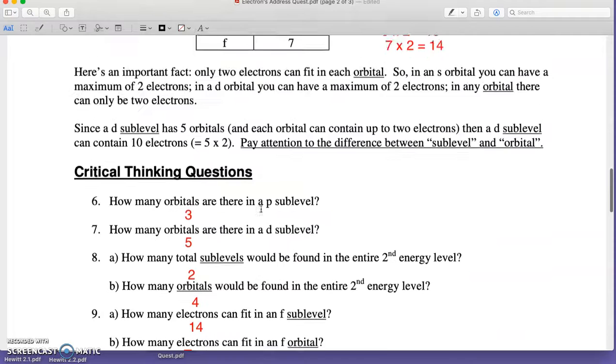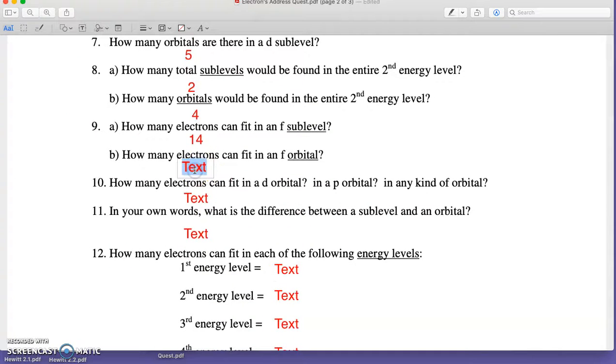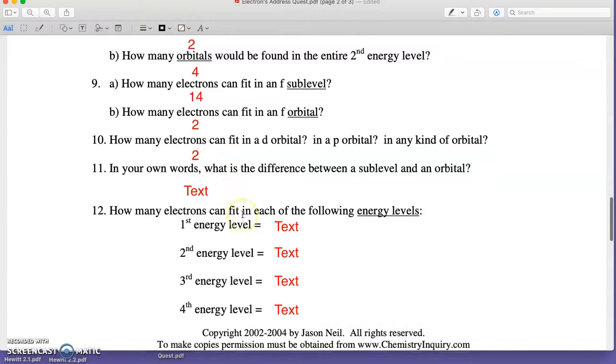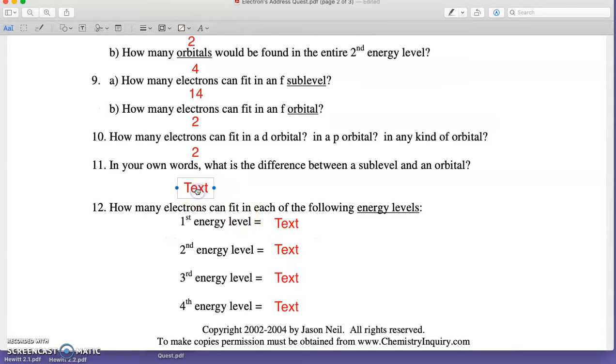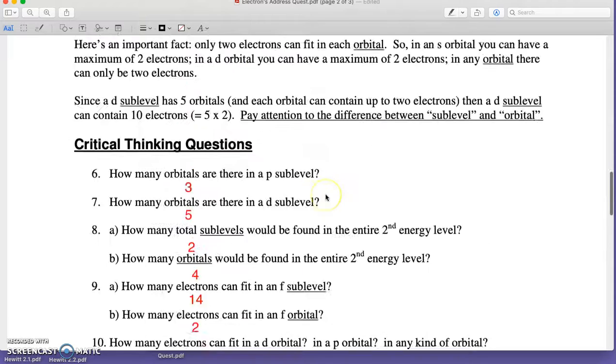How many electrons can fit in an F orbital? Each orbital only holds 2 electrons. How many electrons can fit in a d orbital, a p orbital, or in any kind of orbital? Every orbital holds 2. So what's the difference between a sublevel and an orbital? I'll let you come up with that answer, but put something that helps you understand the difference between them. So now, how many electrons can fit in each of the following energy levels?